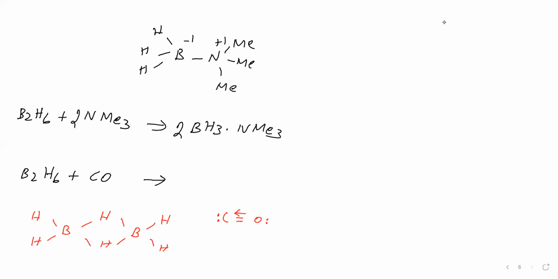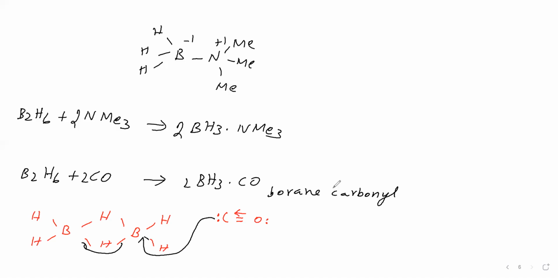Carbon monoxide. Now, in the same way as the diborane and trimethylamine reaction, it is attacking this boron. It is going like this. Therefore, here also you will get BH3CO. This name we can say is boron carbonyl. So boron carbonyl we can write like this. It is BH3CO. Here positive charge, here negative charge.